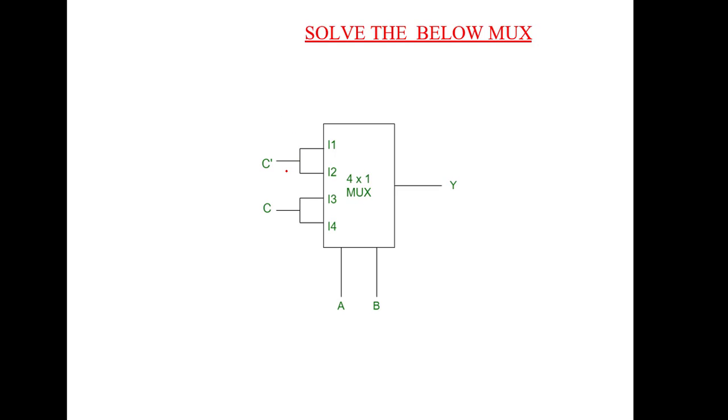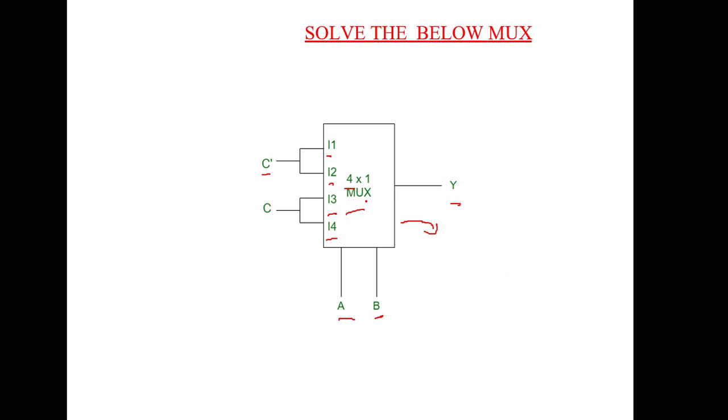Okay, this is the given. Here C bar is given, and I1, I2, I3, I4 are the inputs of a 4:1 mux, and there is one output Y, where A and B are the select lines. Now we have to derive this: solving for the minterms means we have to find the equation of this or the notations, the numbers we get from these portions.